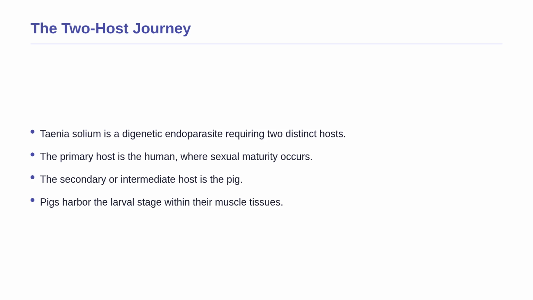The primary host is the human. This is where the parasite reaches sexual maturity and reproduces, specifically inside the small intestine. On the other hand, the secondary or intermediate host is the pig. The pig harbors the larval stage of the parasite within its muscle tissues, waiting patiently for the next phase of its life.